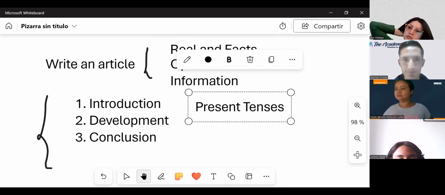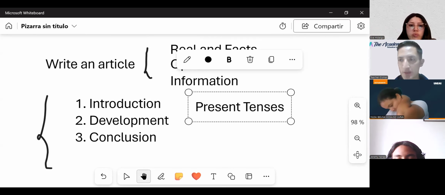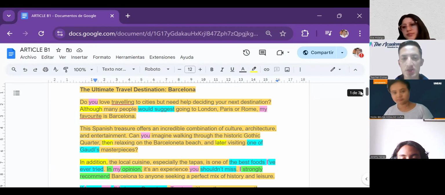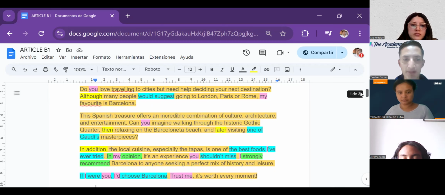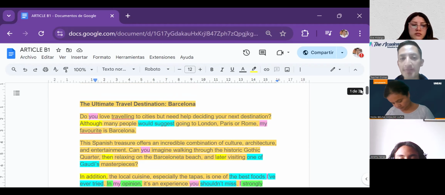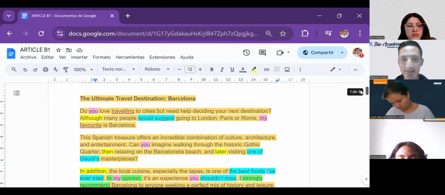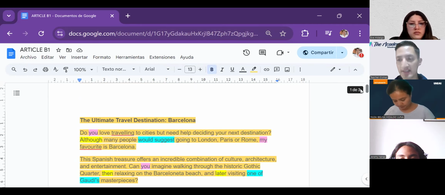Let me put you now. Okay, so take a look, my dear students: the ultimate travel destination, Barcelona. Do you love traveling to cities but need help deciding your next destination? Although many people would suggest going to London, Paris, my favorite is Barcelona. As you can see, my dear students, this is an informative article. Informative article, so in this case, we are putting Barcelona as a travel destination.